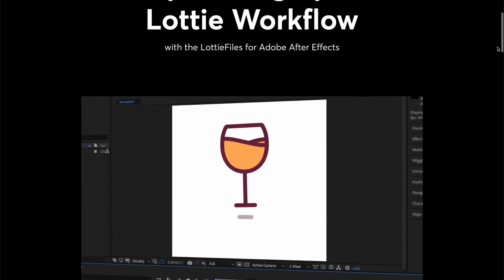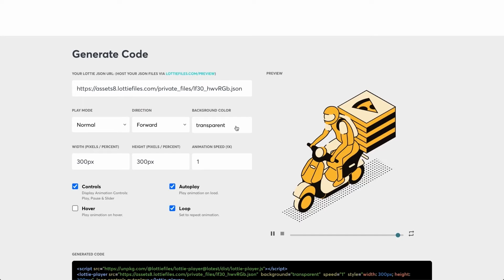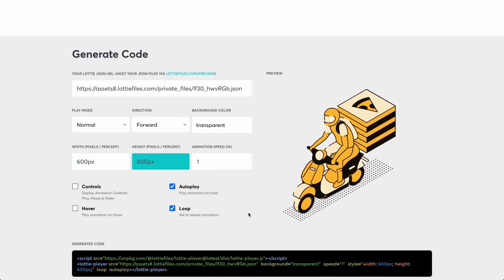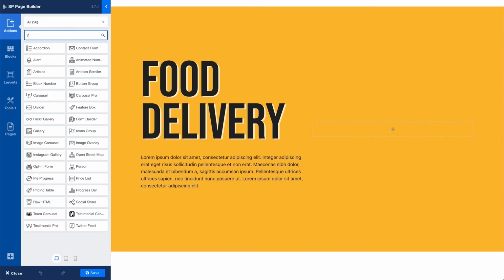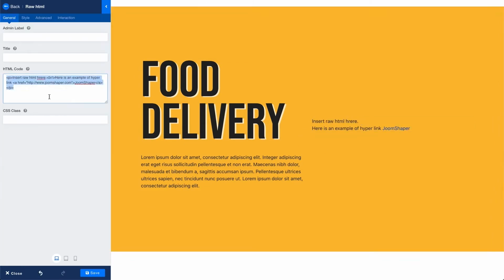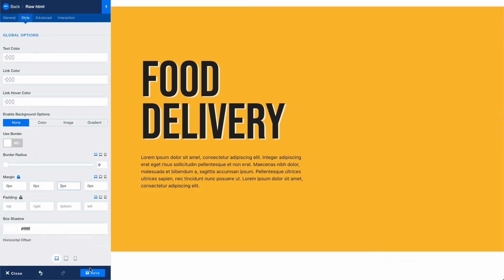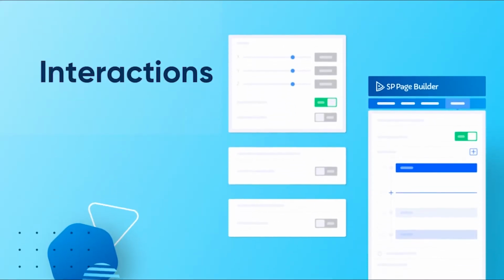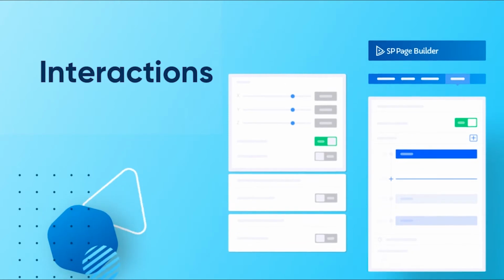I hope you all loved my last video about Lottie animation. The great news is the Joomla team is planning to create an add-on to make Lottie integration simpler. Maybe we can all expect a new add-on in the upcoming updates. Thank you, Joomla. In this video, we are going to have a look at the SP Page Builder interaction feature.